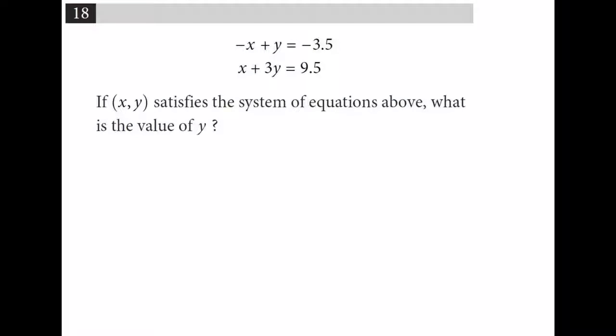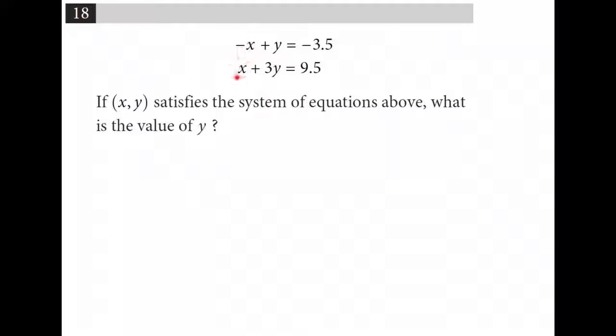Number 18. Negative x plus y is equal to negative 3.5. X plus 3y is equal to 9.5. If xy satisfies the system of equations above, what is the value of y? I see a couple of different coefficients that are equal to 1, which tells me using substitution is not going to be that challenging. However, if you'll notice, the x terms have the same coefficients.